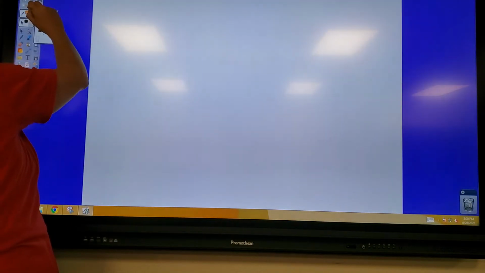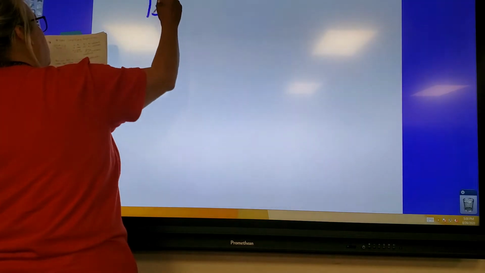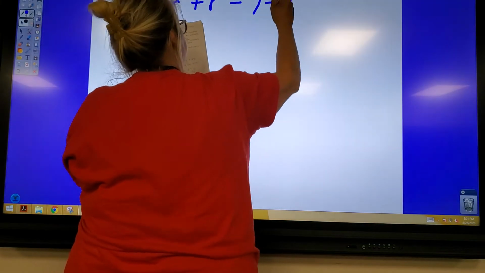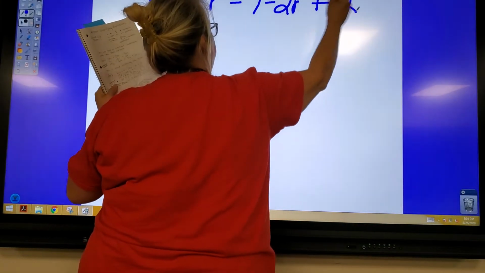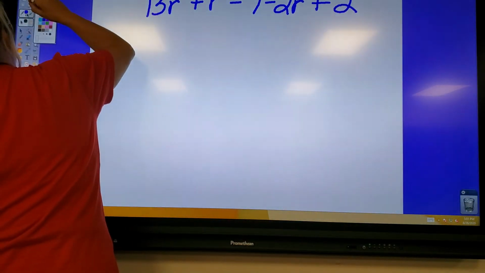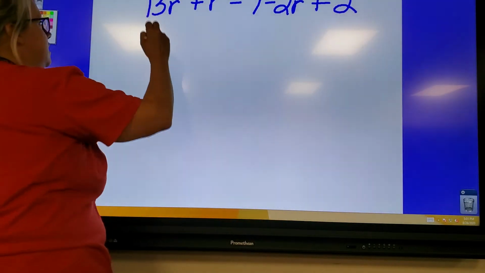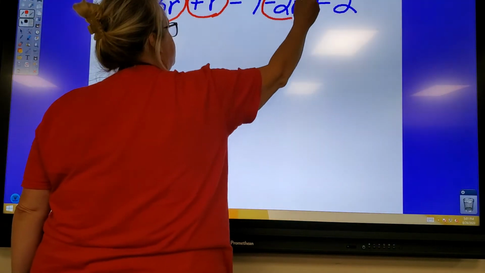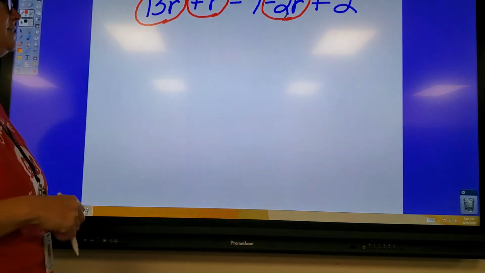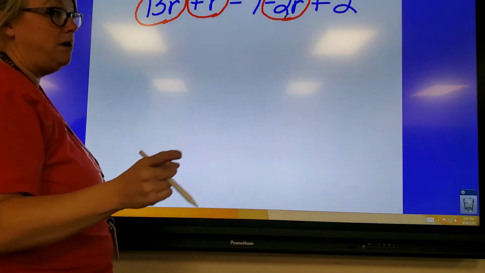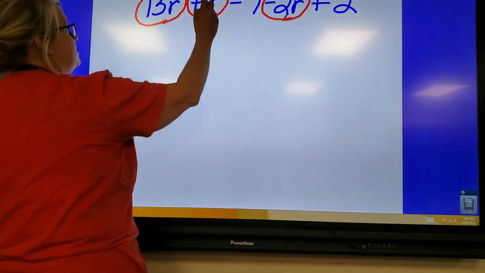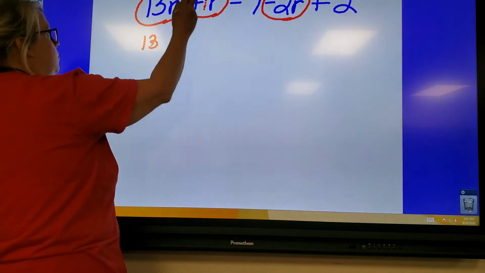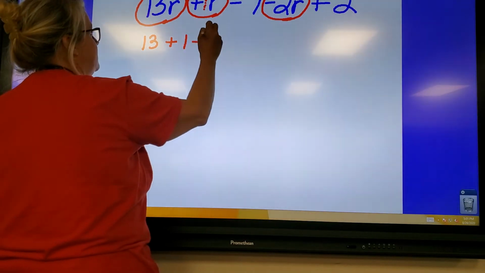How about if we have 13r plus r minus 7 minus 2r plus 2. Okay? So I'm going to start looking for my terms with my variables. 13r plus r minus 2r. Okay, keep those plus and minus signs with the number. Okay, remember before we start combining these that this plus r, that's like saying a plus 1r. So we have a 13, we have a plus 1, and we have a minus 2.